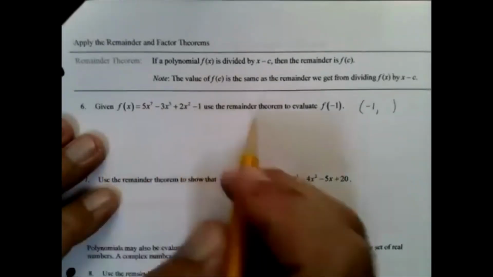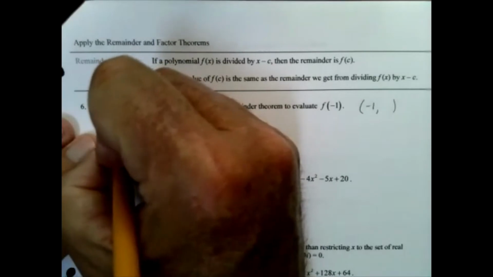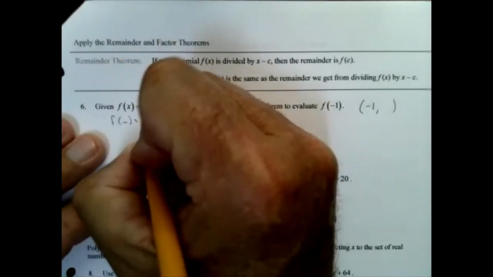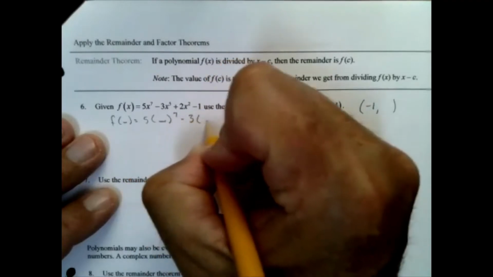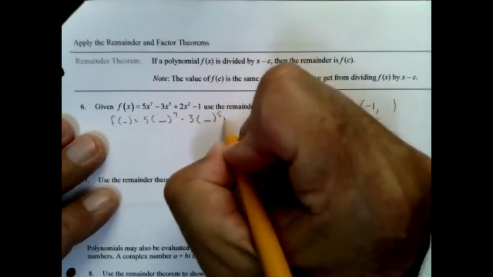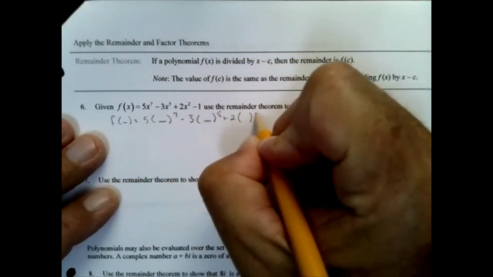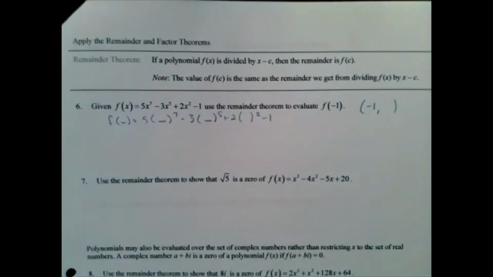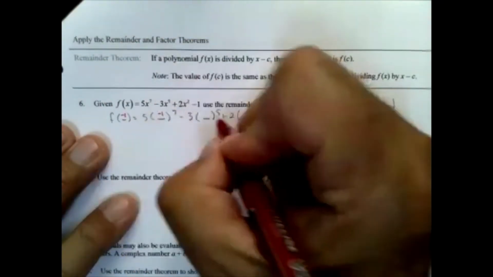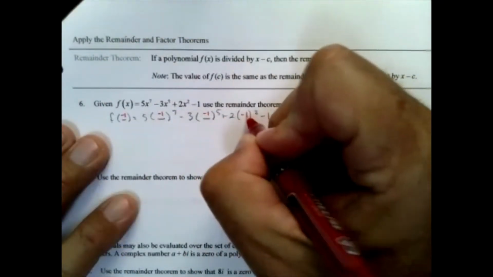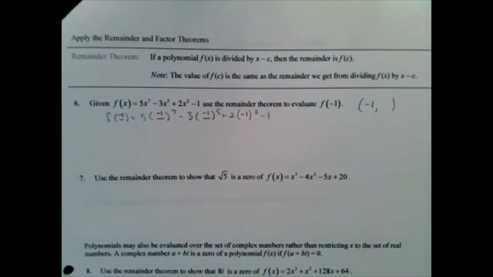You'd come over here and again, think of this as f of blah equals 5 blah to the 7th minus 3 times blah to the 5th plus 2 times blah squared minus 1. And then you come and say, okay, I'm going to put -1 in for x. So this is a -1, a -1, and a -1. And I'm going to be able to find the y value. All right.